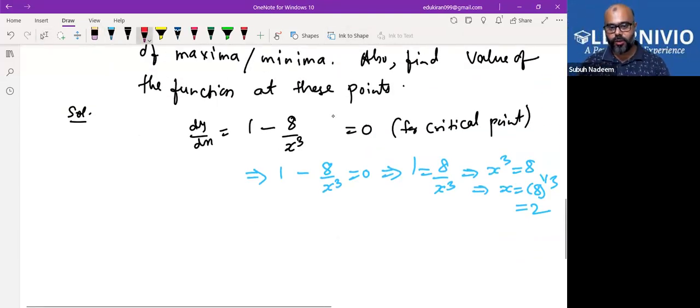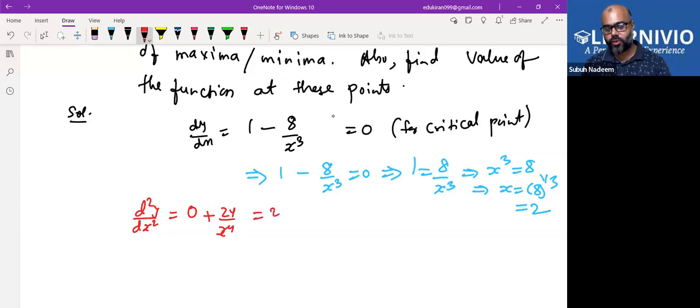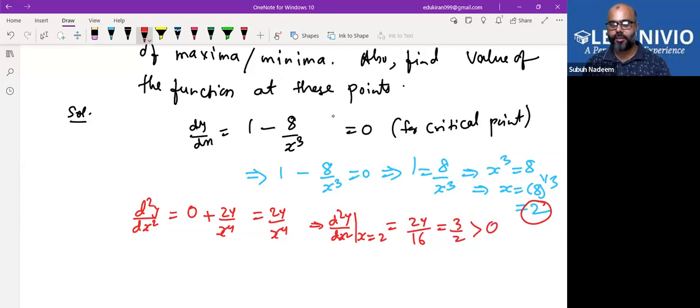So for that, you will check whether it is a point of minima. We will differentiate it again. So it will become 0 plus 24 by x to the power 4. Now when you put x is equal to 2 here, the double derivative at x is equal to 2 is 24 by 2 to the power 4, 16, which is 3 by 2, which is greater than 0, right?